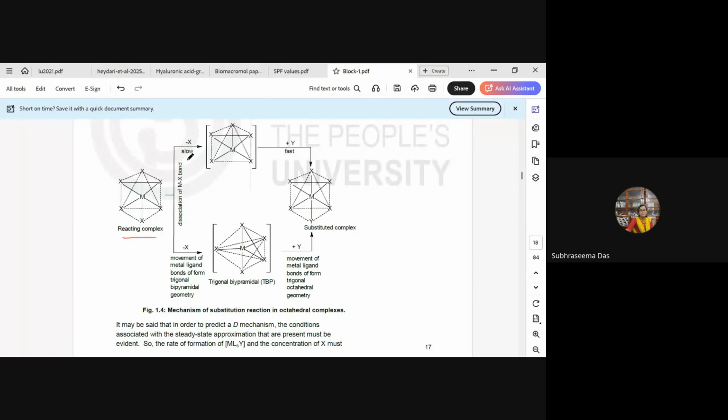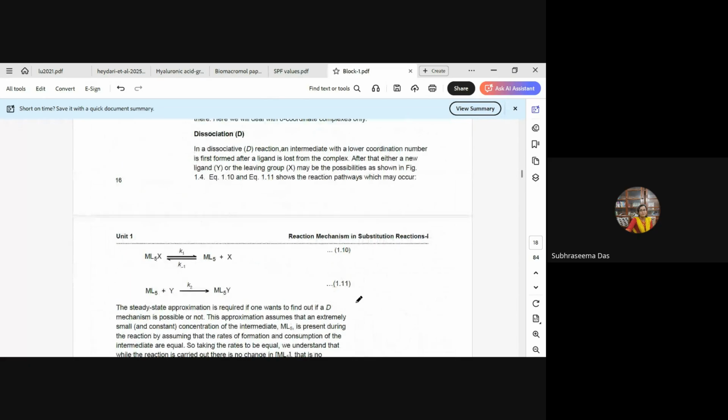Here X goes away slowly. This is the dissociation mechanism. Then the addition of the Y ligand occurs fast, and here is the substituted complex. Two types of geometry have been shown here, that is trigonal bipyramidal, TBP, and octahedral geometry.